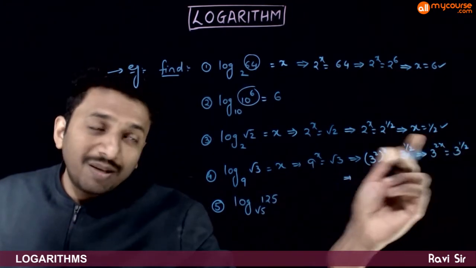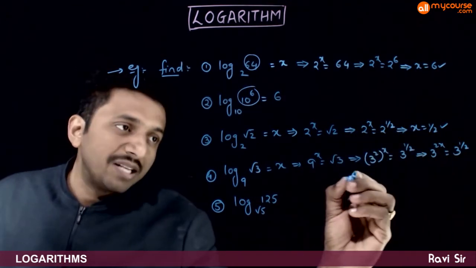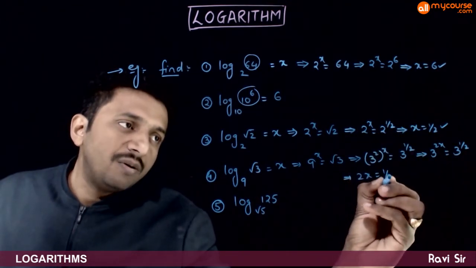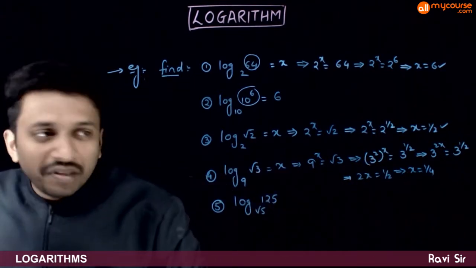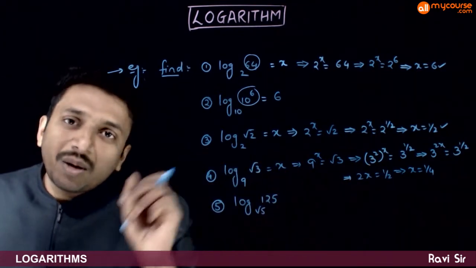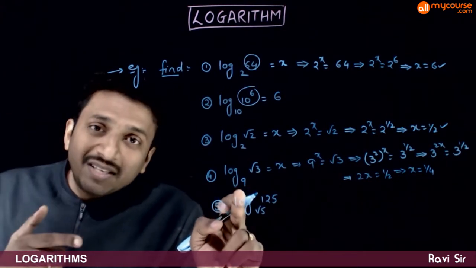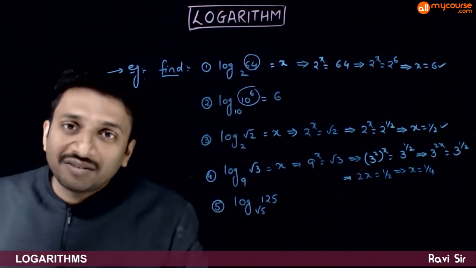By equating the powers, because the base is the same, the powers have to be the same. 2x is equal to half. This implies x is equal to 1 by 4. So the value of this is equal to 1 by 4. This means 9 has to be raised to the power 1 by 4 to get root 3 as the answer.